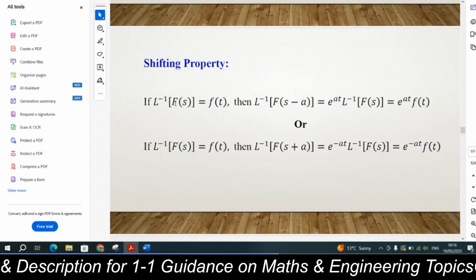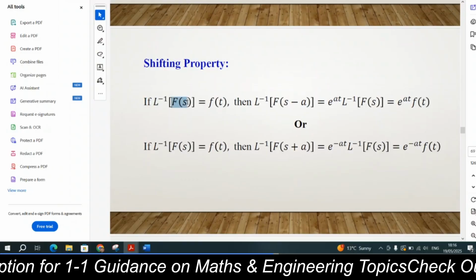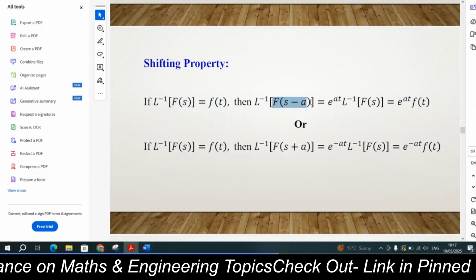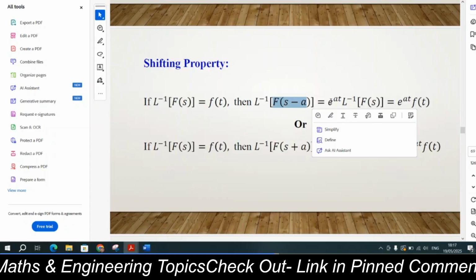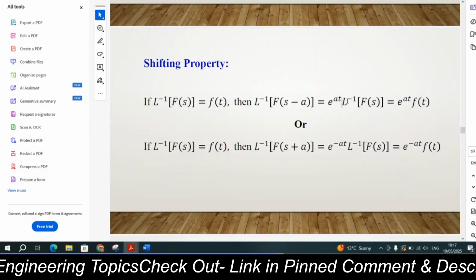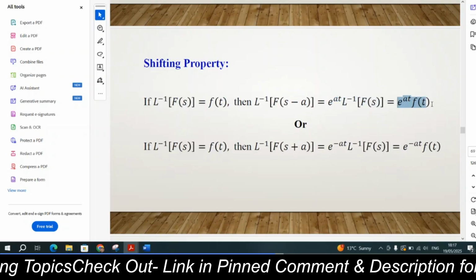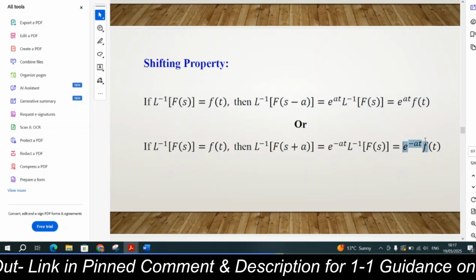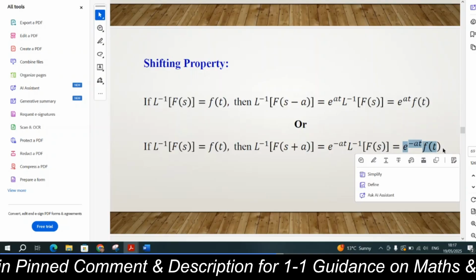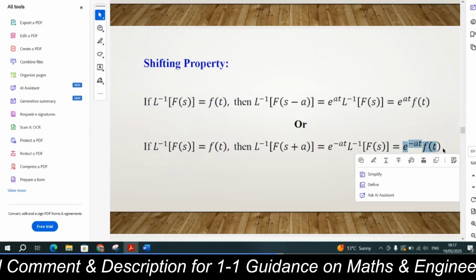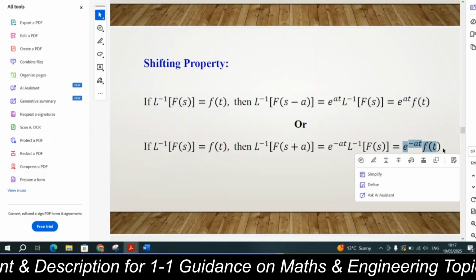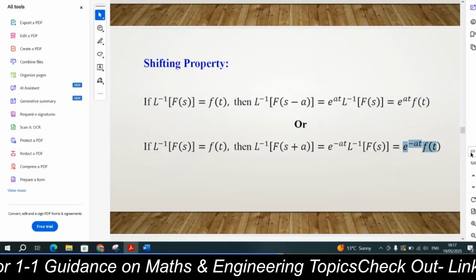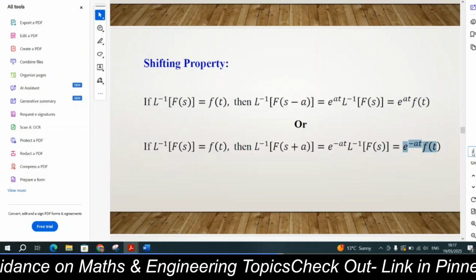Yes, sir. Now, similar to the shifting properties we had in the Laplace transform, we also have a shifting property in the inverse Laplace transform. So if the inverse Laplace of F(s) equals f(t), then if you come across the inverse Laplace of F(s minus a), you can simply write it as e raised to at times the inverse Laplace of F(s), which is e raised to at f(t). That's for s minus a. Similarly, for s plus a, it will be e raised to minus at into f(t). Is the shifting property clear?